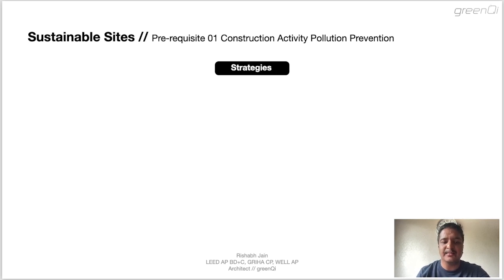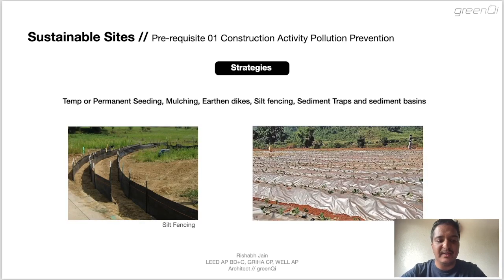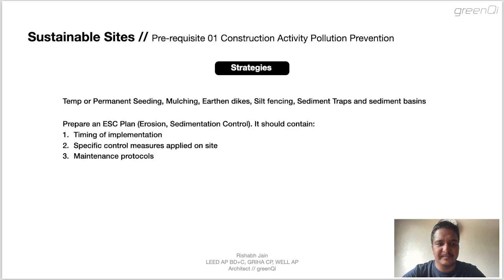Now let's understand some strategies to reduce construction pollution. If you're an architect or a construction professional, you would already know all these things and you must be implementing them on the site also. A few easily implementable strategies include temporary or permanent seeding, mulching, earthen dikes, silt fencing, sediment traps, and sediment basins. As you can see in the image, the first image on the left is of silt fencing and on the right is of mulching.